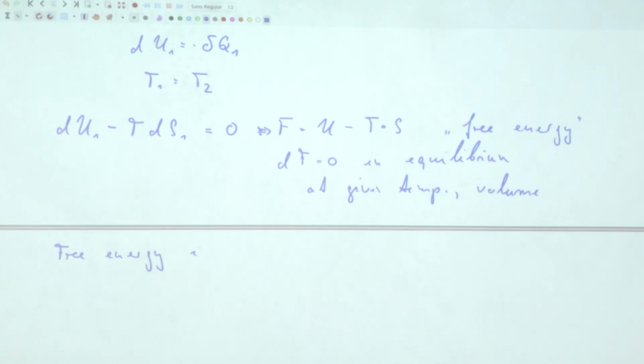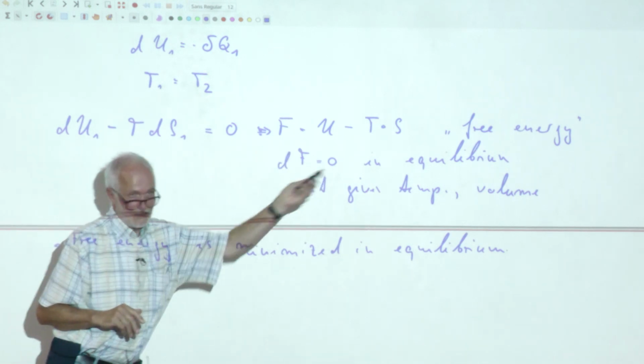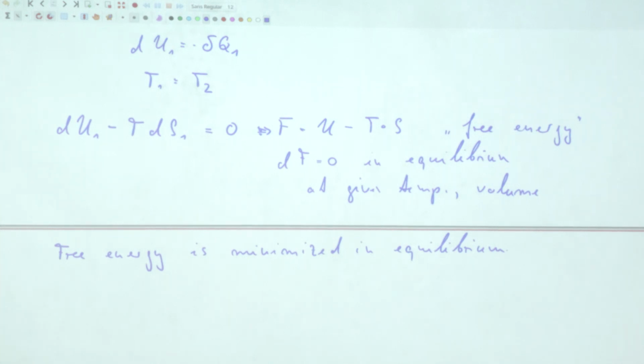Free energy, F, is minimized in equilibrium. By the way, I guess most of you already know free energy, even this equation here. But do you know why it is called free energy? What is free about this energy? Does anybody know?